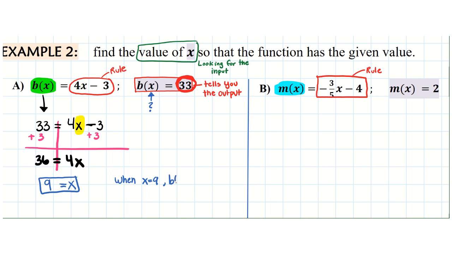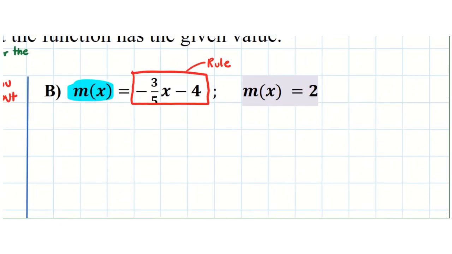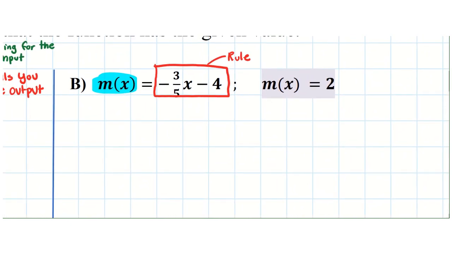So let's make sense of what we just found. That means that when I input 9 into my rule, 33 comes out. And you can easily check if you did it correctly. If we go back to our rule, which is 4x minus 3, and substitute 9 for x, we'll get 33.